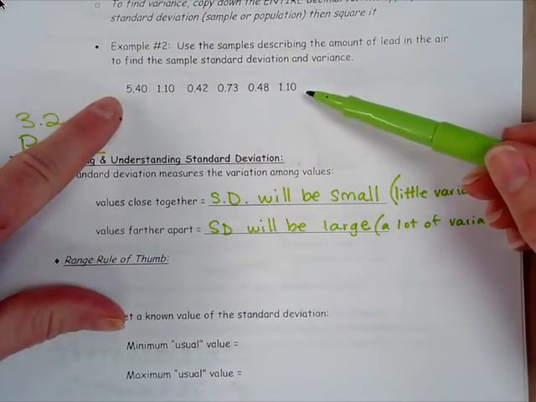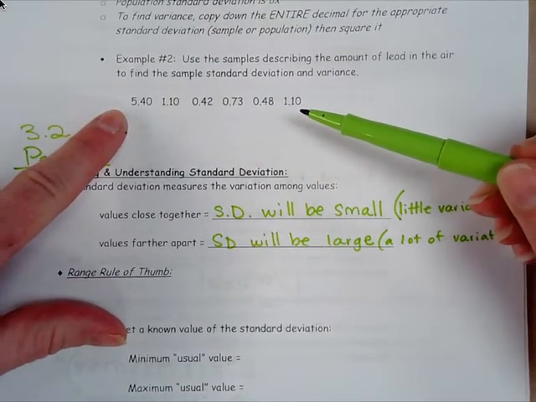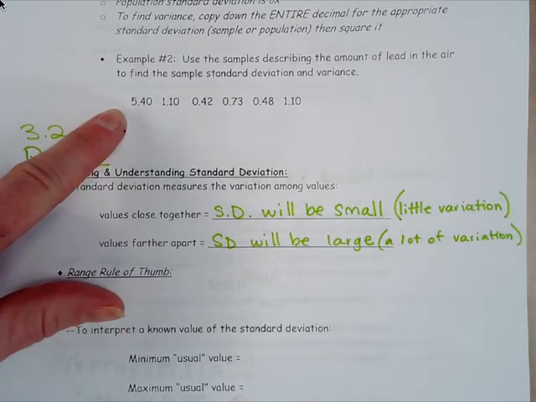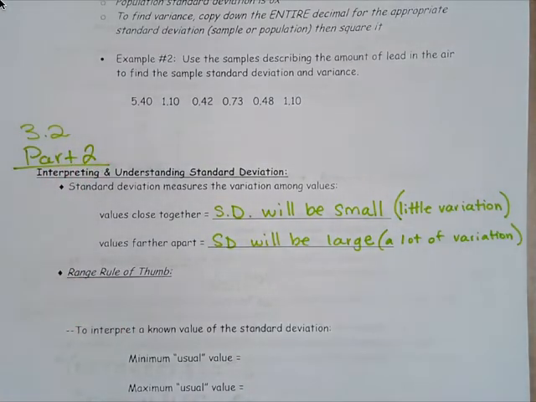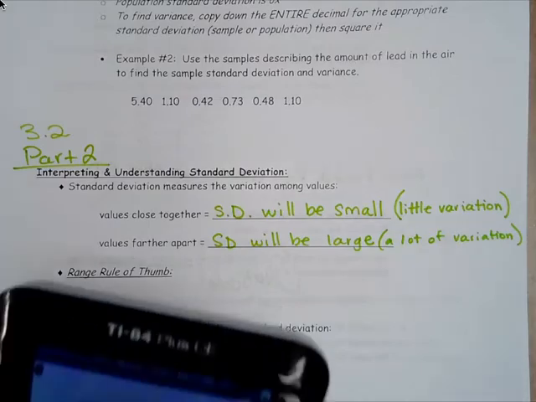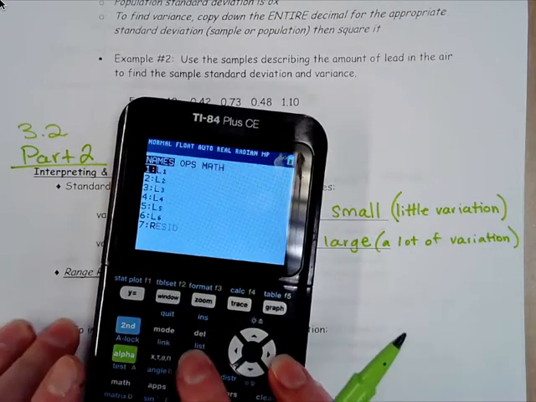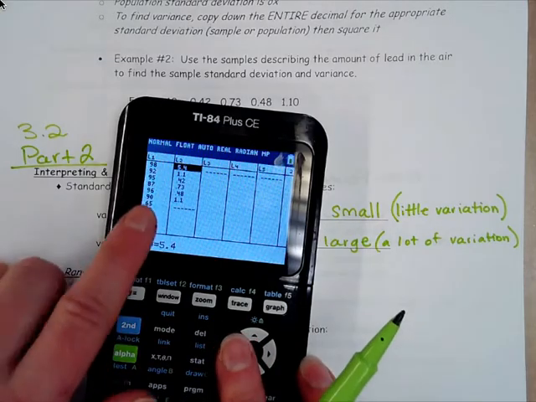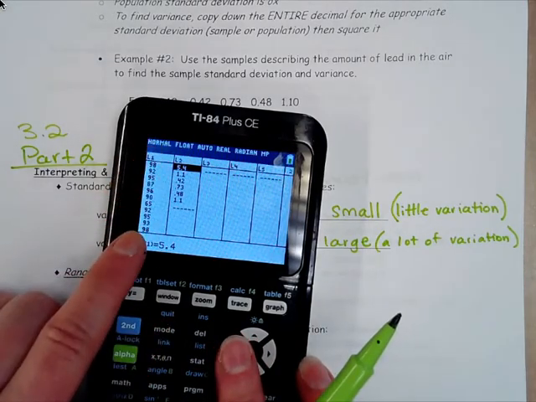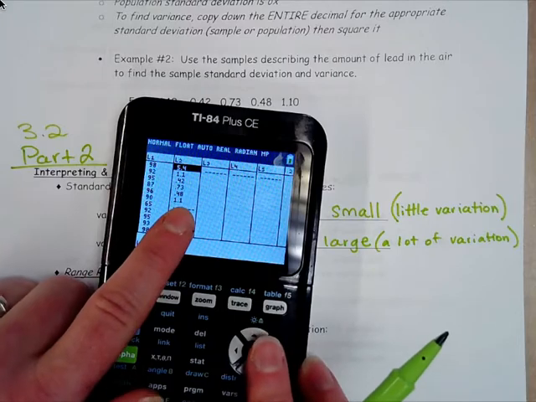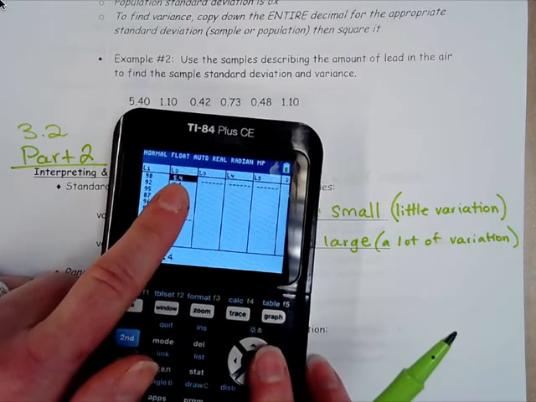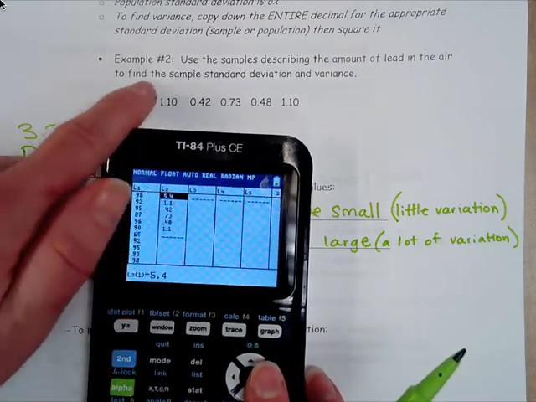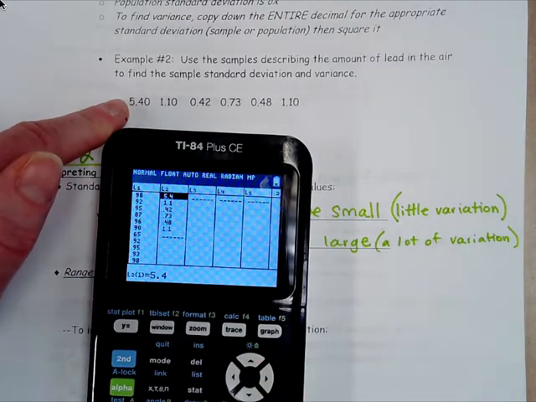With this data, the standard deviation, we didn't actually find it, but whenever you put the data in, I'm just going to show you. So on the left side, I have the Old Faithful, and then on the right side, L2, I put in the lead in the air. Remember, we had this 5.4, which was an outlier. It's completely higher than all the rest of them.